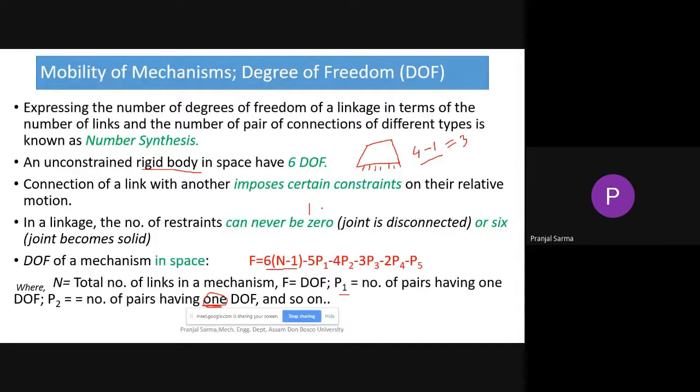That means the other 5 are restricted, because if it was not restricted, we would have 6 degrees of freedom. Now if it is P2, the number of pairs having 2 degrees of freedom, then 2 movements are possible, and the other 4 movements are restricted. Okay, so minus 4p2 and so on. Okay, so this is the equation for finding out the degree of freedom of a mechanism in space.